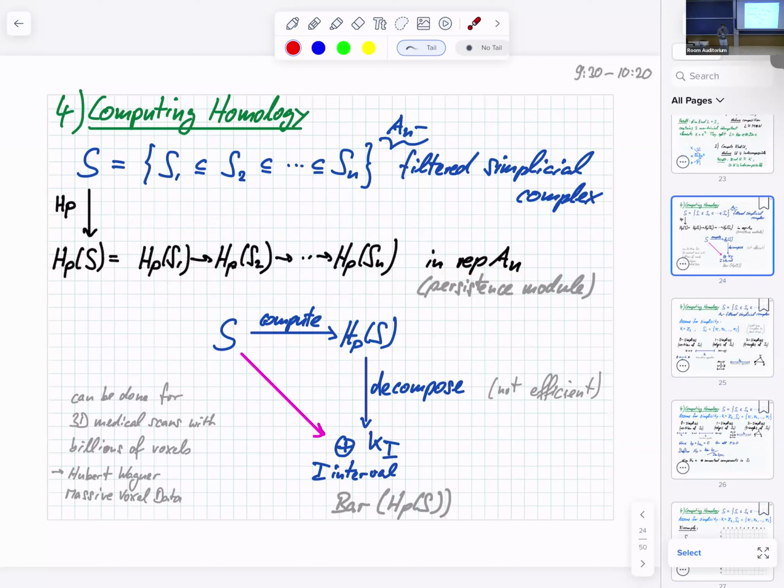So this is me. I start with a filtered simplicial complex. I compute homology. This is a module. I don't expect to go into the details. I ask the people in the TDA community, give me the module, this one here. This is a module over a quiver that I know very well. And then I decompose it. Given this module, I decompose the module into its indecomposables. The indecomposables are intervals, so I can compute the barcode. Okay, this is how I see it from my perspective, because I'm living here, I do quiver representations.